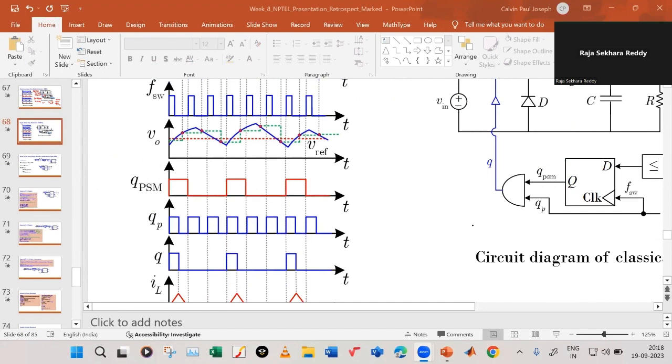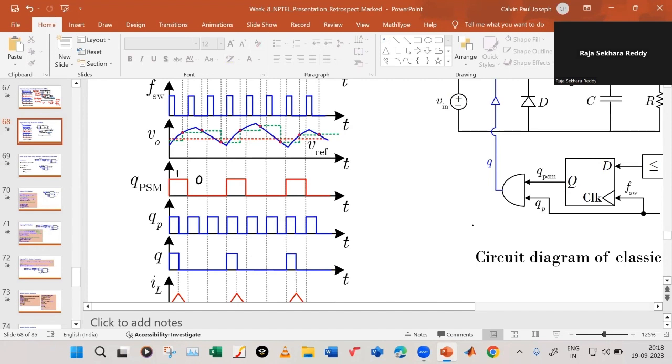So this is correct. Actually, this is correct. As long as my output voltage is greater than my reference voltage, unless the clock comes, this cannot change. So it will hold on to the value. This value is 1. So if this value is 1 and QP is this signal, my Q will come out the same. If my QPSM is 0, then regardless of what QP comes out, Q will be 0.